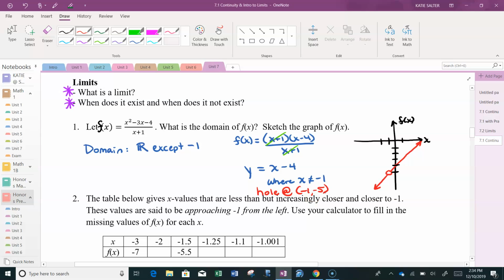All right, so let's start by looking at a table of values. Pretty much what we would like to do is look at values as we get closer and closer and closer to -1. So it says the table below gives x values that are less than but increasingly closer and closer to -1. These values are said to be approaching -1 from the left. Use your calculator to fill in the missing values of f of x for each x. All right, pause the video and go ahead and fill it in.